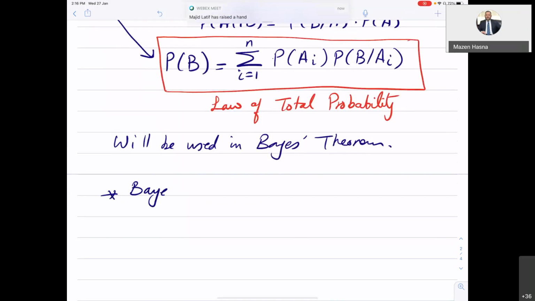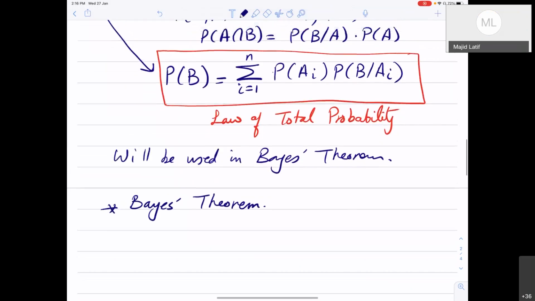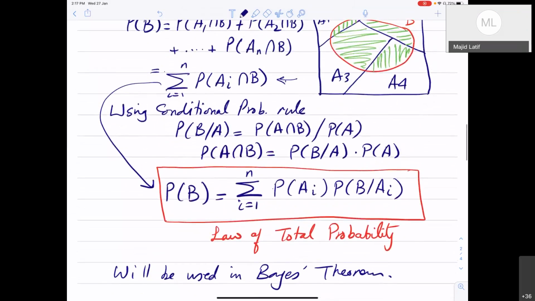Doctor, I understood everything till the conditional theorem. Could you explain only this one? Because maybe in yesterday's class I didn't fully understand this. This probability of B given A is equal to probability of A intersection B divided by probability of A. Could you please explain only this line, please?